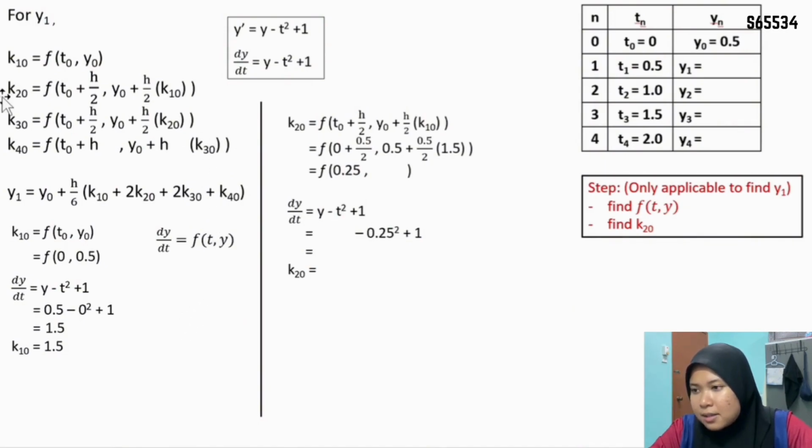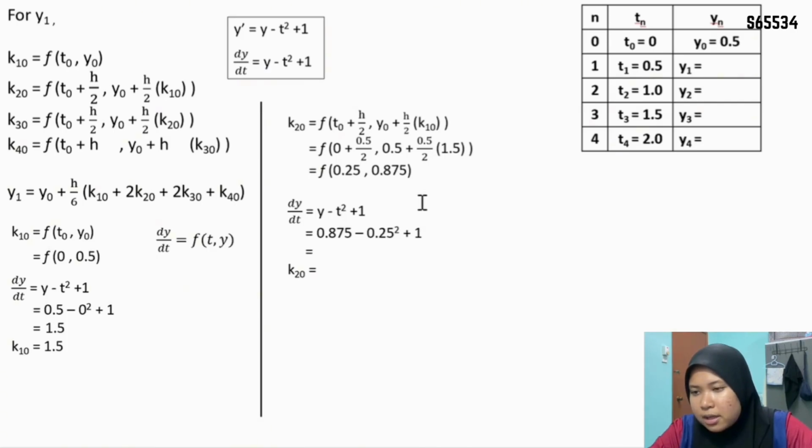Then the next step to find k20 is the same: we use this formula and substitute the value into it. For h, we know that it's 0.5, and k10 we know that it's 1.5. Then we can get f(0.25, 0.875). Then, the same way, we substitute the value into the formula, 0.875 minus 0.25 squared plus 1, and we can get the k20 value, which is 1.8125.